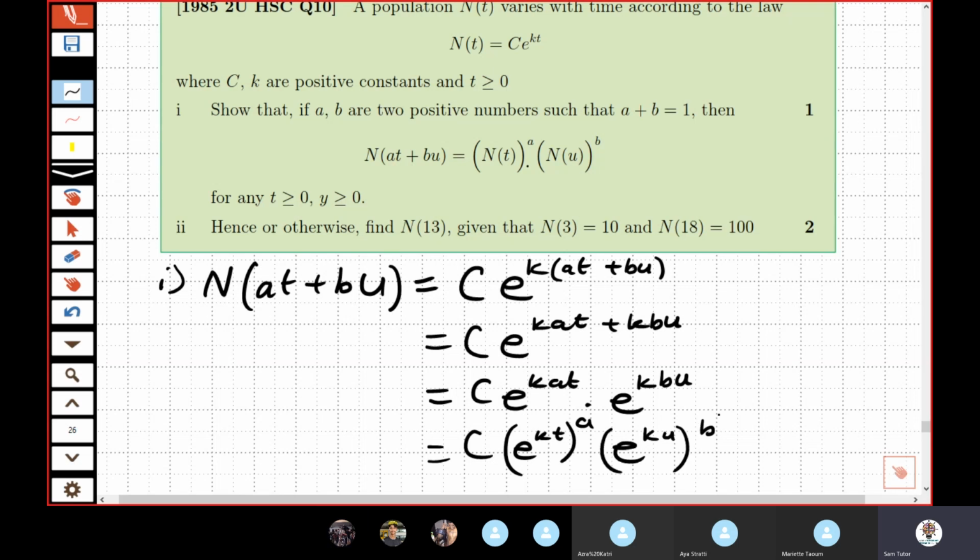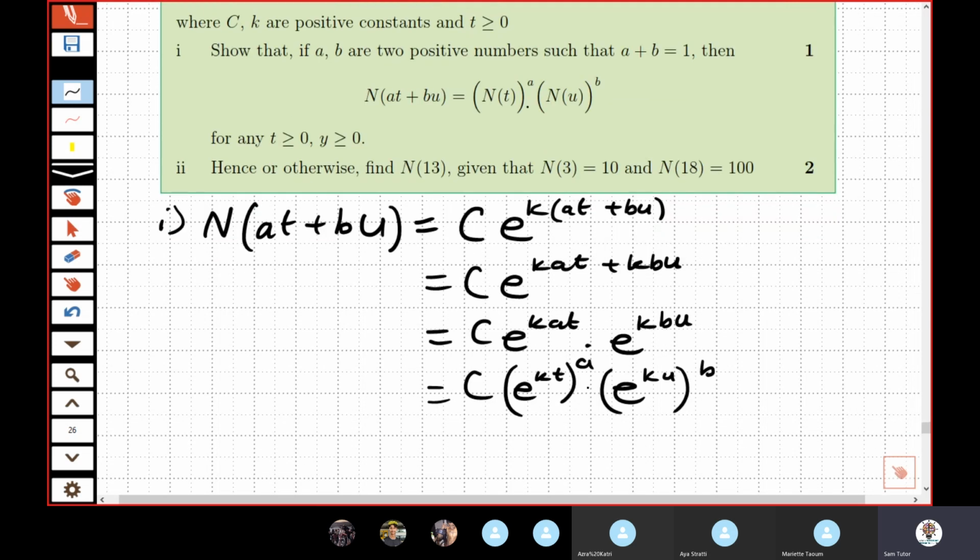There it is. Okay, so B. And the reason why you would like to do that is because all you had here, it says N of U. U just means CE^UK, sorry, CE^KU. And N of T is just E^KT to the power of A, to the power of B. So she's pretty much got that bit done.